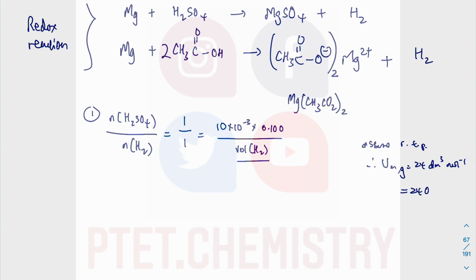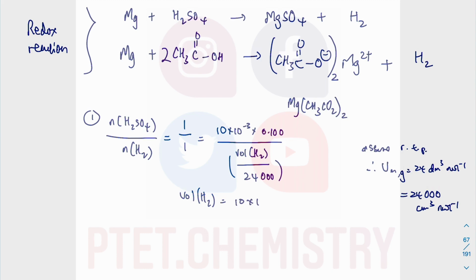Or of course, you can use 24,000 cm3 per mole, both of which would have been alright, depending on how big the value is. I have a feeling that 24,000 will give me a better value, because of the very small number on top. As you can see, very small and very small. So I use 24,000. That means my volume of hydrogen will be in cm3 because I use cm3 per mole. So bring all of this up, leave all of this here, and then bring the 24,000 up. So that's 10 times 10^-3 times 0.100 times 24,000.